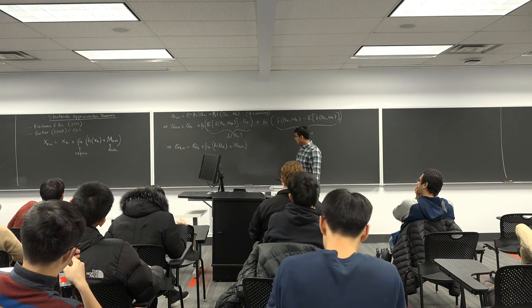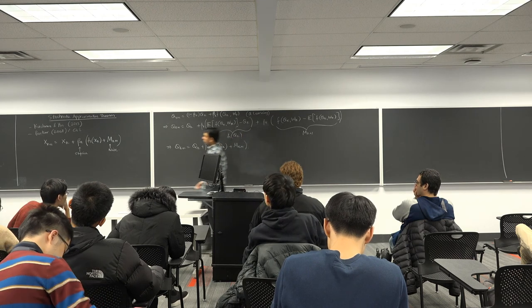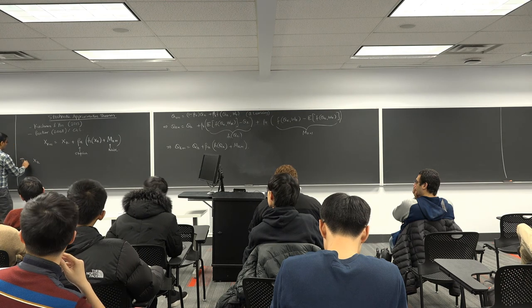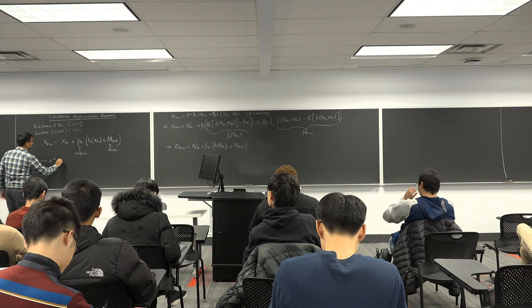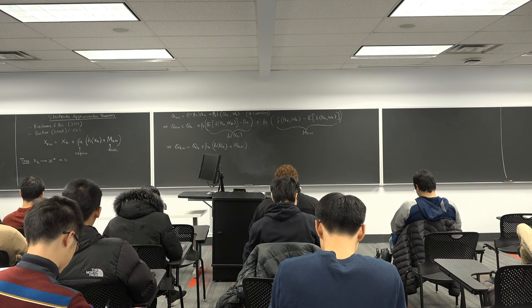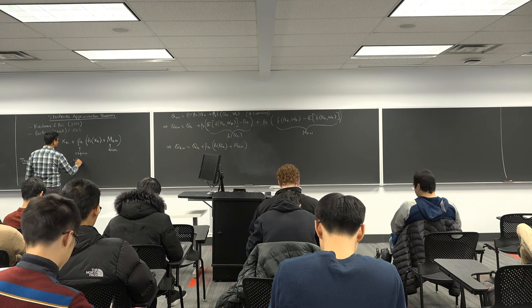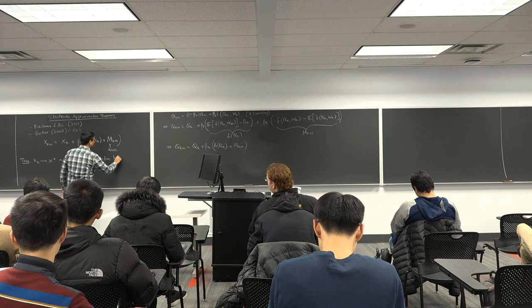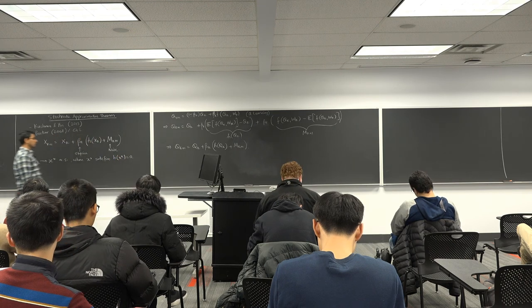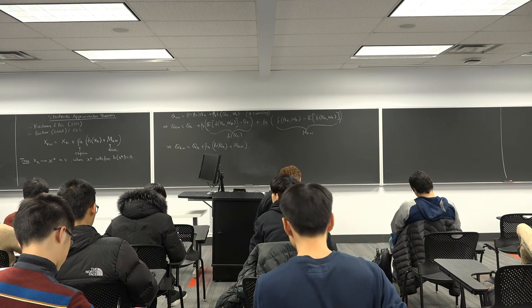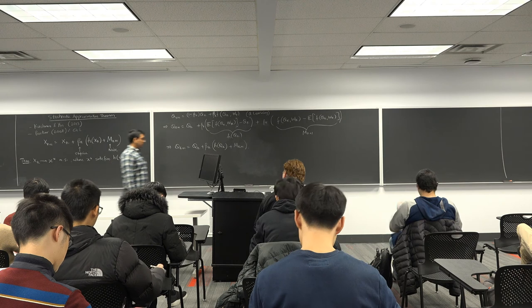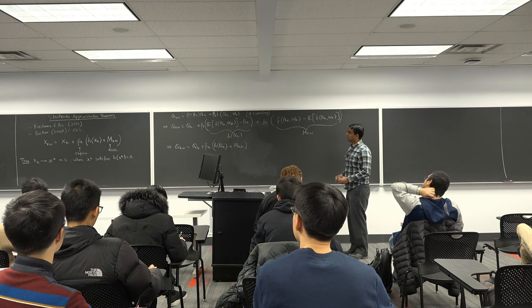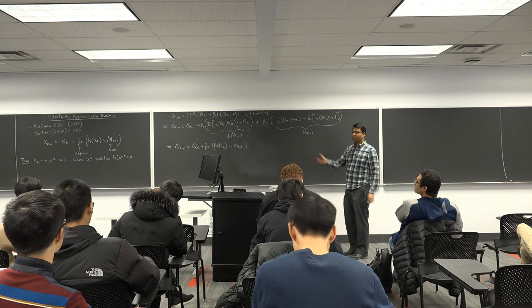Alright. What's the question we want to answer? We want to show the result that x_k converges to x star almost surely, where x star satisfies h of x star equal to 0. We will, of course, place assumptions on many things in order to prove that result, but that's the result we want to get.